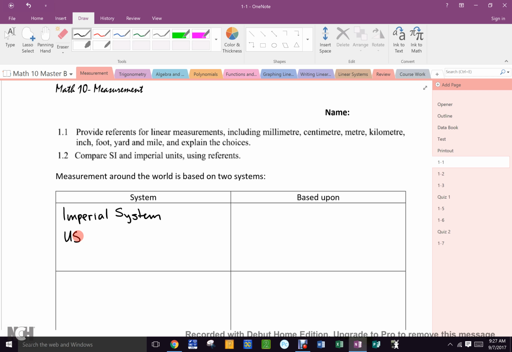So, of course, it's idiotic. Right? It makes no sense. Now, while I'm talking about things in the imperial system, let's talk about the way we measure things. What are some things that we measure?